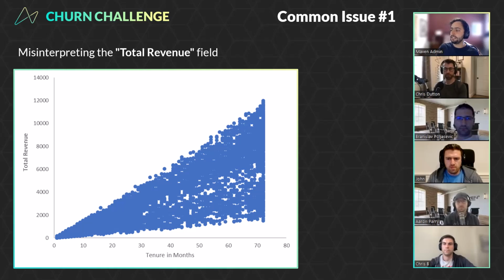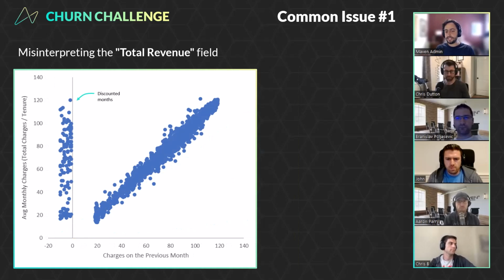It's easy to see here that as tenure increases, the total revenue generated by each customer increases accordingly. The shape starts to get wider as the tenure increases as well, because it's caused by the difference in the monthly payments for each customer. For further proof, if we take the average monthly charges by dividing total charges by tenure, which is in months, and plot that against charges for the previous month for each customer, we get an almost perfect correlation, as long as we don't consider the customers on the left that had negative discounted charges on the previous months.